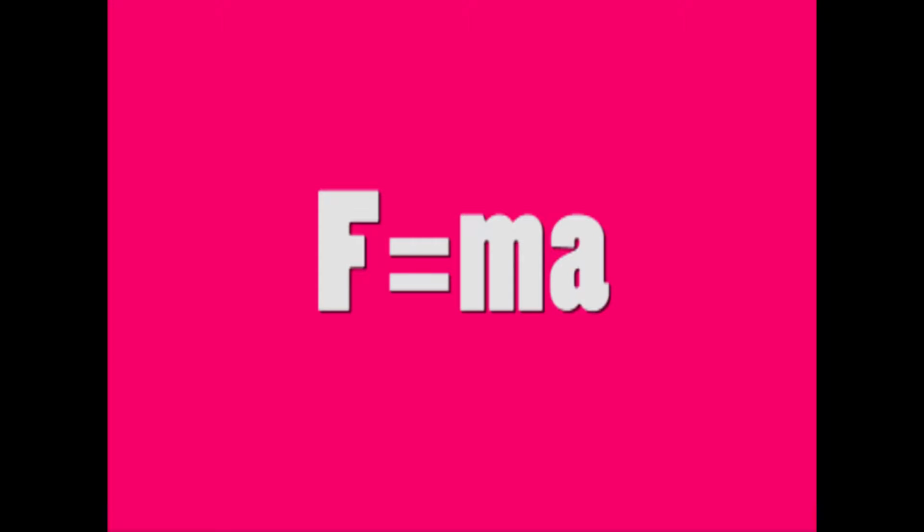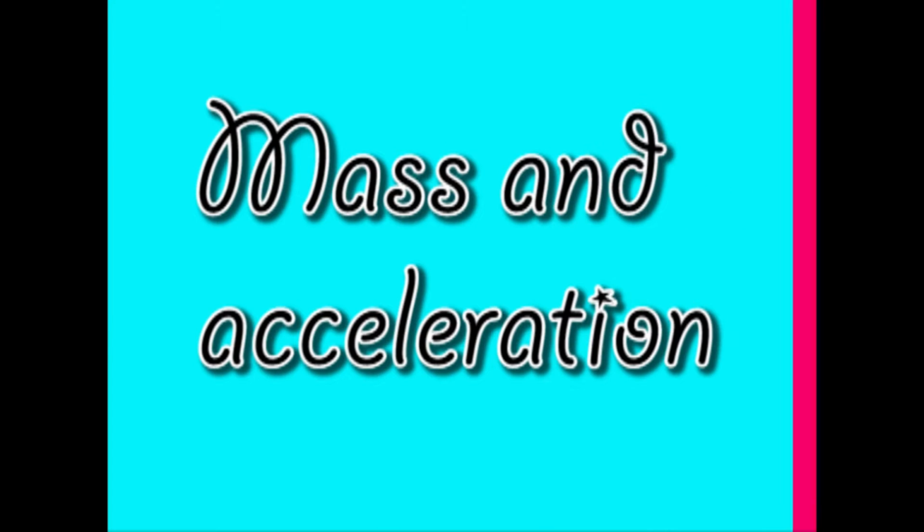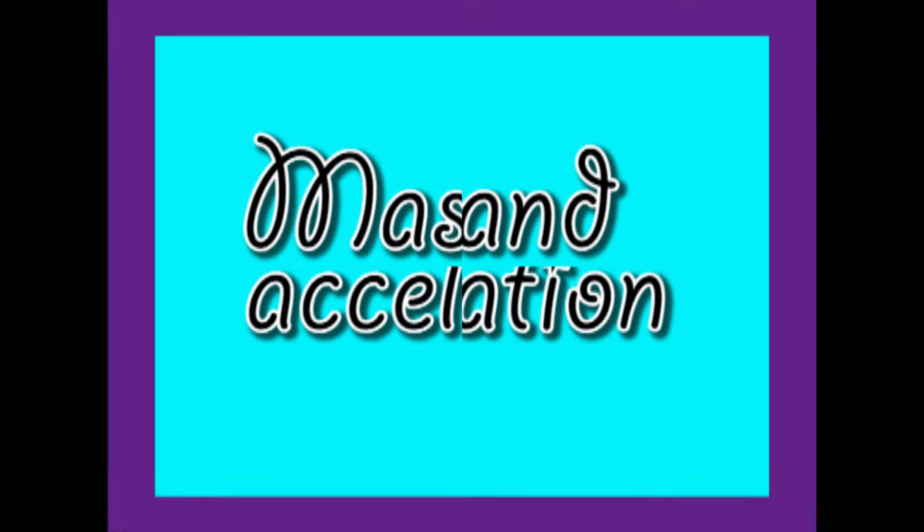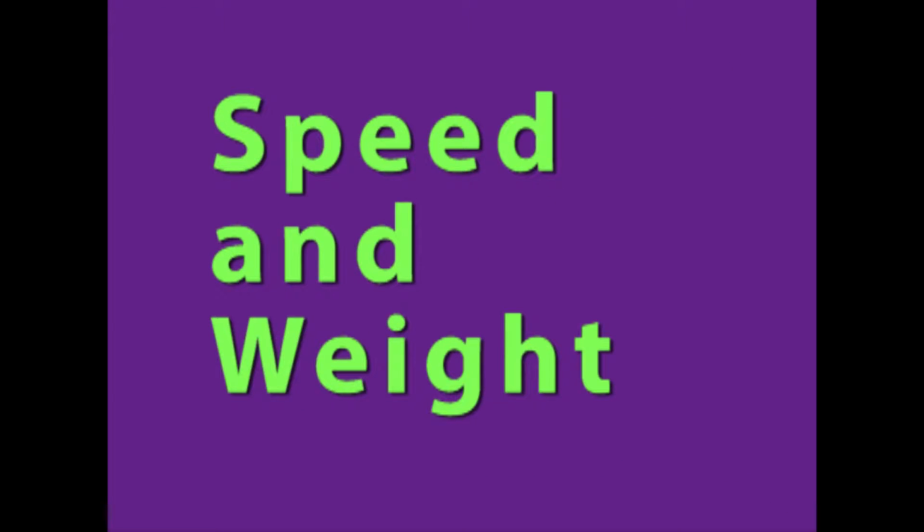The formula to find inertia is F equals ma, which means you would need the mass and the acceleration, or in simpler words, the speed something is going and how much it weighs. You multiply those together and that gives you the inertia of that object.